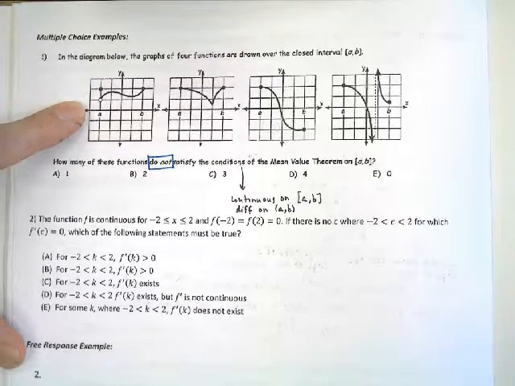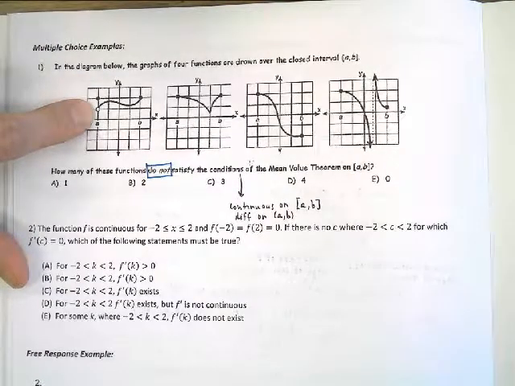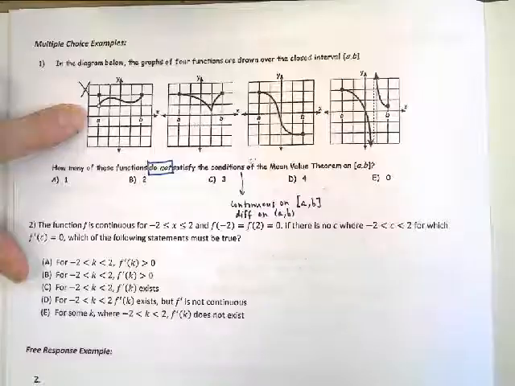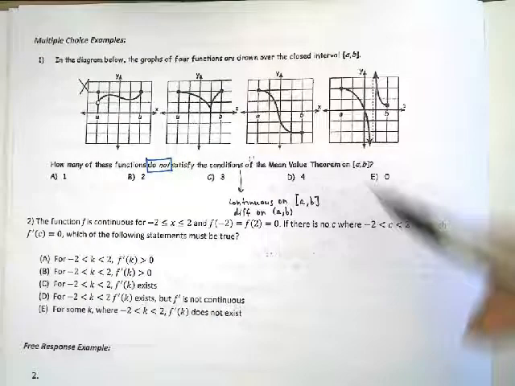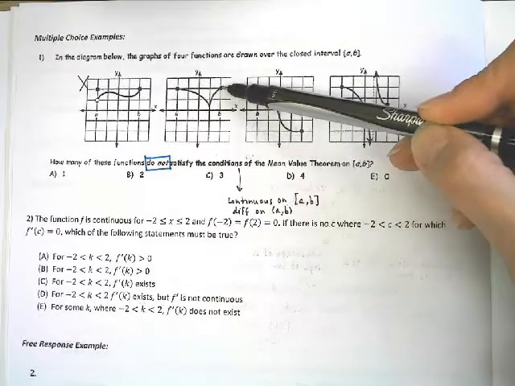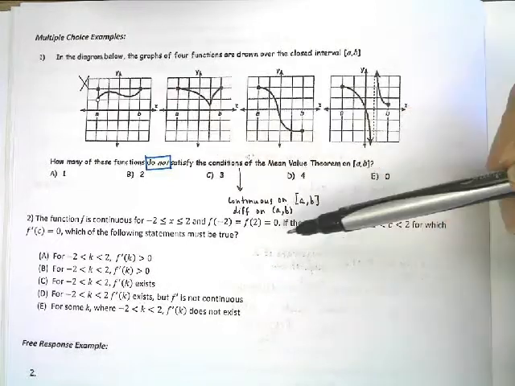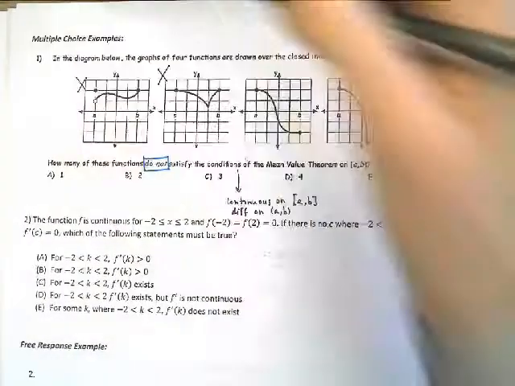So let's see, if I look at the first one, I can see I've got a jump at this endpoint, so I'm not going to be continuous. So I'm going to put a little X by that one. That one's not going to work. My second graph, I'm definitely continuous. I can get from a to b without lifting my pen. But here I have a cusp, which I know is going to make me not differentiable at that interior point. So that one's out.